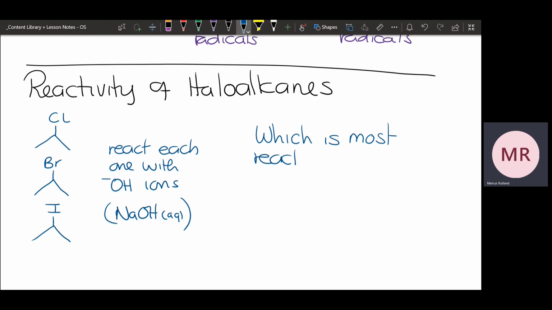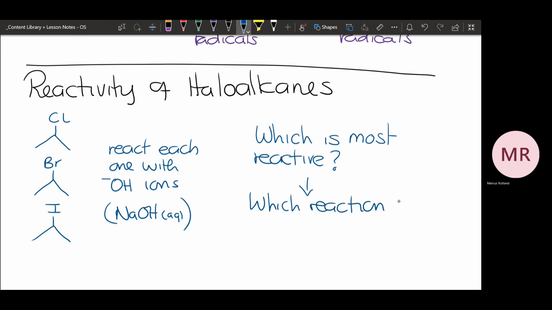And reactivity leads to reactions happening faster, not more stuff reacting, not bigger quantity, but happening at a faster rate. Which is most reactive? So in other words, which reaction would happen fastest?